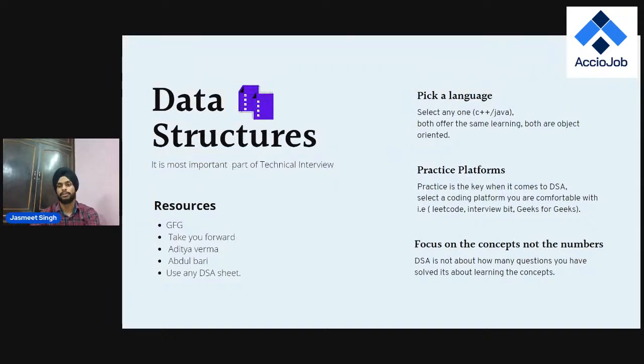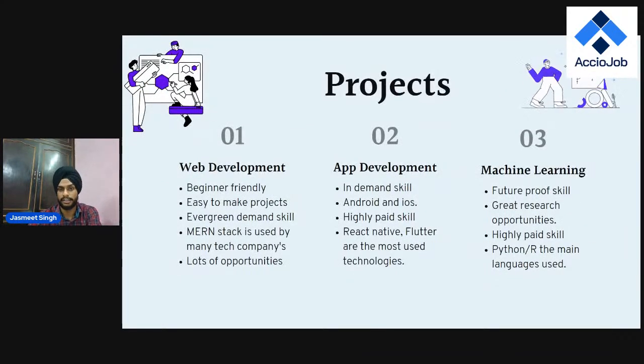So coming to the second most important part in a technical interview: projects. So why must one make projects? Because they showcase your skill and talent. It basically tells that you are familiar with the modern concepts and you know how technology works, right?